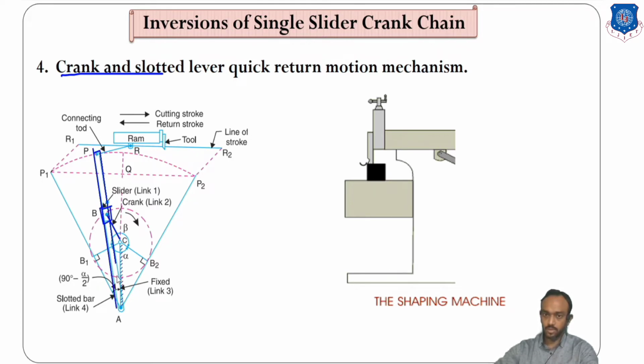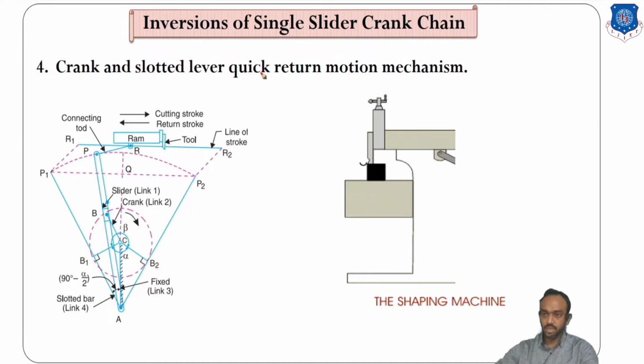You can see here this is the slotted bar, in which, if the crank is rotating in some direction, the slotted bar also moves in this direction. It will force this ram in this direction and the cutting stroke will happen. Up to which point? Up to this point, when the crank will be here, the ram will be at its extreme position. After that, when the crank rotates up to this point, the ram will be at the extreme point here. So that's how it will happen.